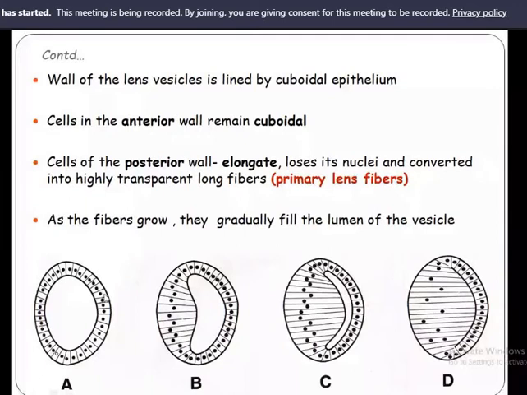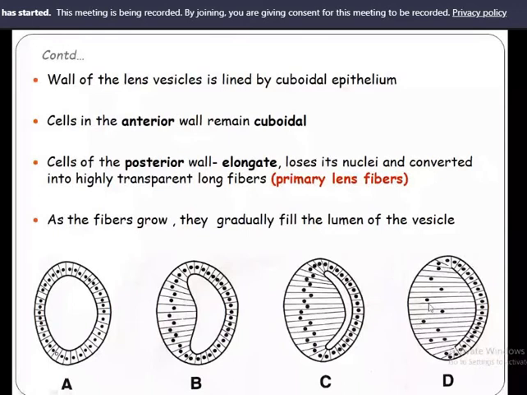Now see figure B. The cells present in the anterior wall will remain cuboidal as they are, whereas the cells present in the posterior wall will start to elongate. Later on they will lose their nucleus and be converted into primary lens fibers. This primary lens fiber continuously elongates, finally obliterating the lumen of the vesicle.